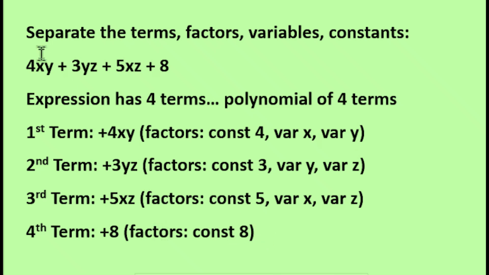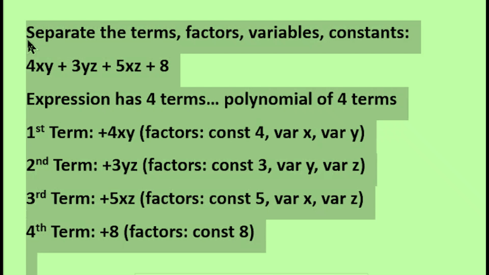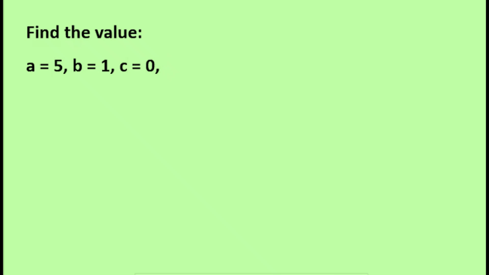This is one kind of question: separating terms and coefficients, terms and factors, and variables and constants. Then another kind is find the value. Supposing it is given A equal to 5, B equal to 1, C equal to 0, and for the time being let us keep only positive. Then later we will also say minus 2.